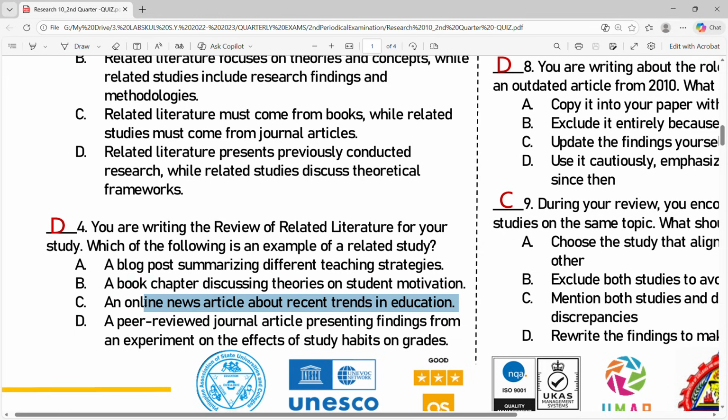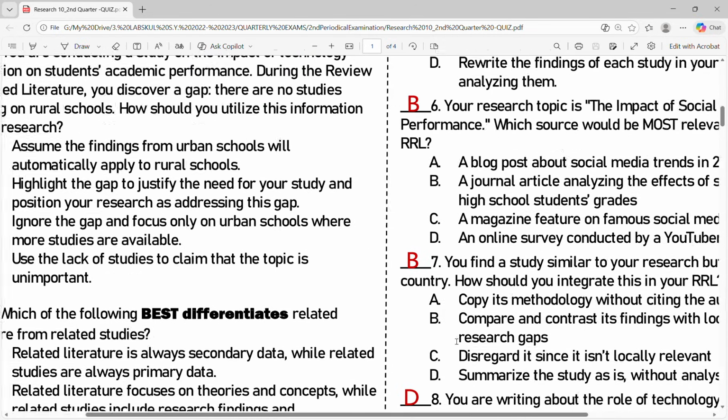And this online news article about recent trends in education would just tell you about the concept of the trends. What are the new trends in education? So still, concepts. So those are related literature. So the only related study in this particular item is letter D, Delta.